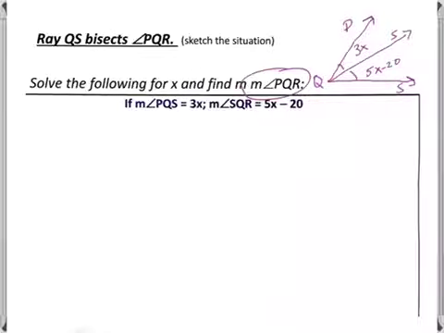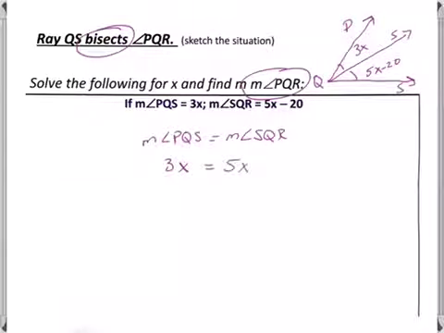To do that, we should recognize that the two angles are congruent because of the term bisect. It cut the angle into two equal parts, plus we know it from our diagram. So we're going to set the two equal to one another, because I know that the measure of PQS equals the measure of angle SQR. So that's 3x equals 5x minus 20. Then I'm just going to solve.